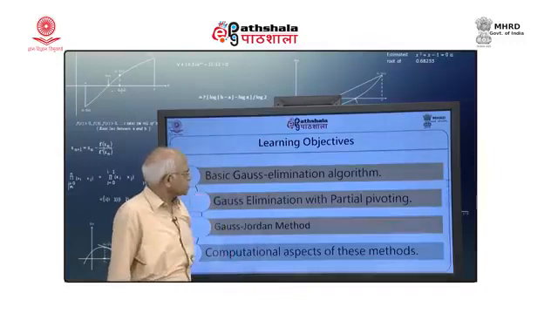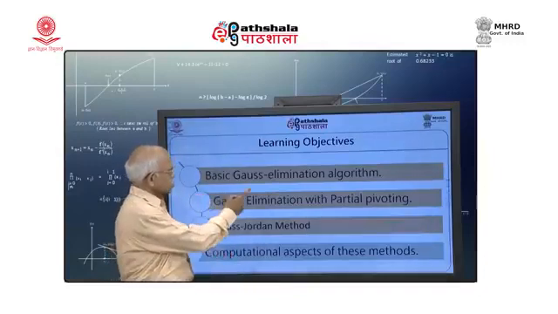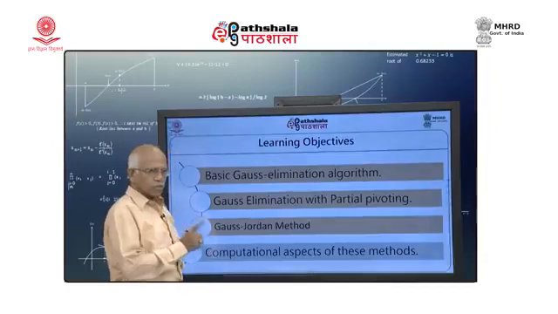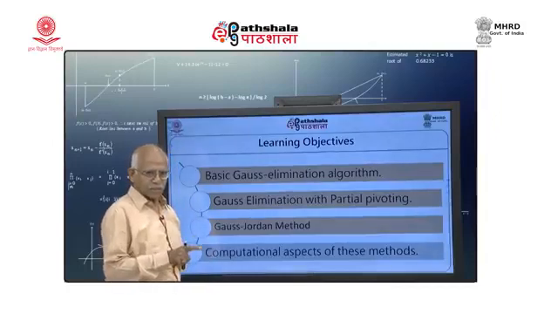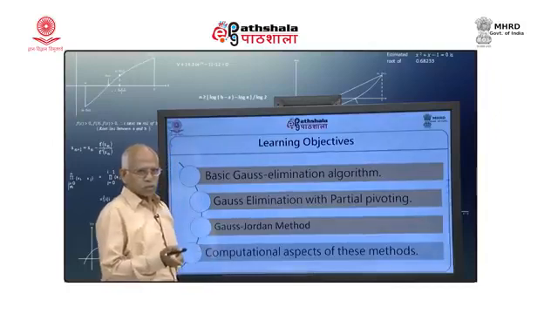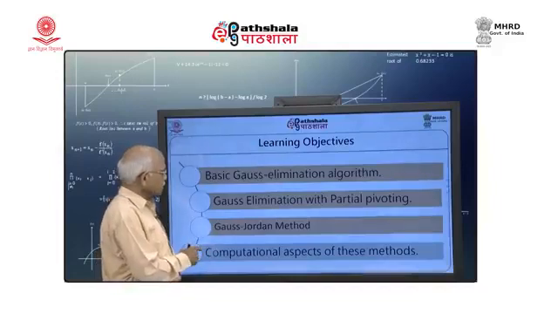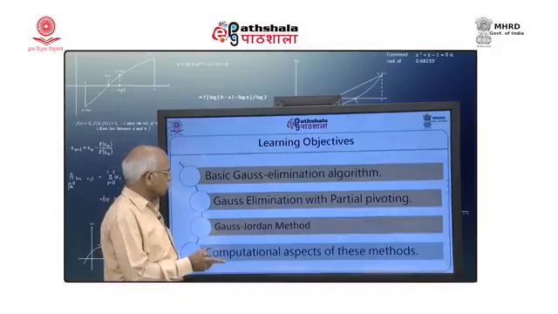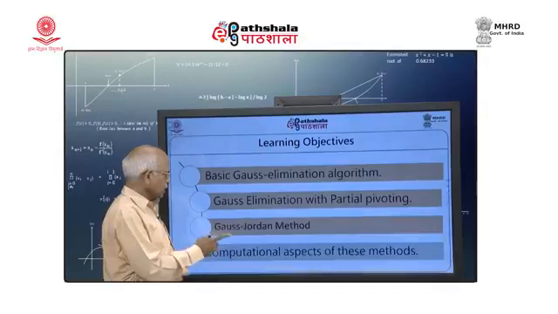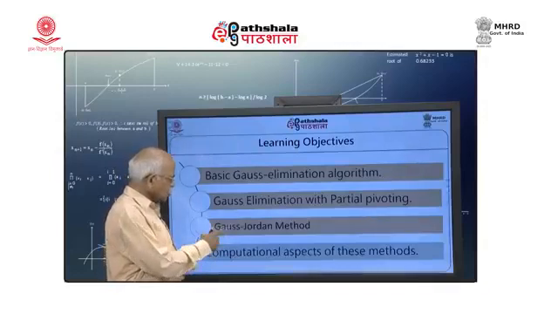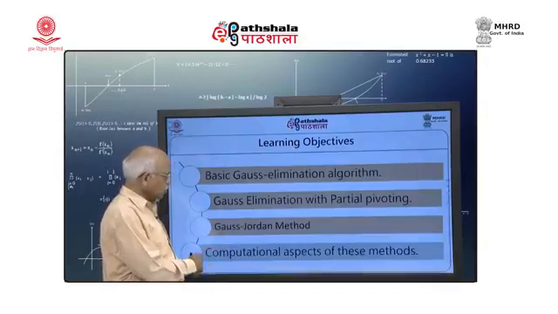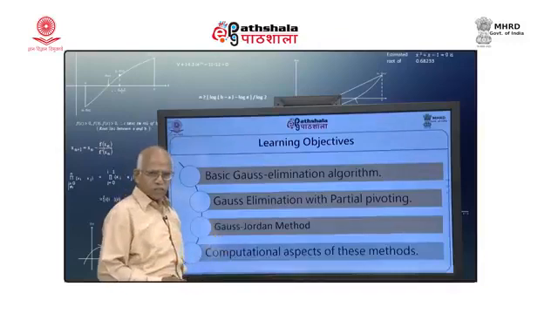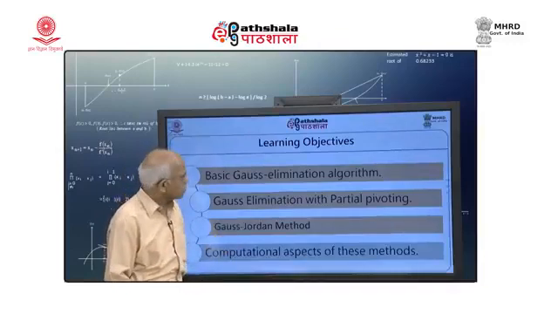The module objectives are the basic Gauss elimination algorithm. We have already seen the basic Gauss elimination method. Now we are going to talk about computer implementation of that. Gauss elimination with partial pivoting, that is what we will try to understand. The Gauss-Jordan method we will consider, and the computational aspects of these methods we will try to understand.